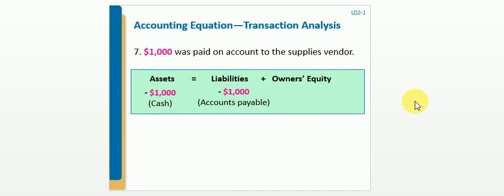This transaction involves a payment made on account. Made on account means made on credit to the supplies vendor for $1,000. The cash payment decreases assets, cash, by $1,000, and a liability, accounts payable, is also reduced by the same amount. So you will subtract this $1,000 from the liability side, accounts payable, and you will subtract this $1,000 from cash as well.